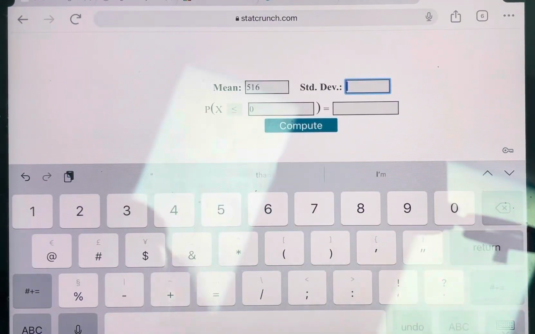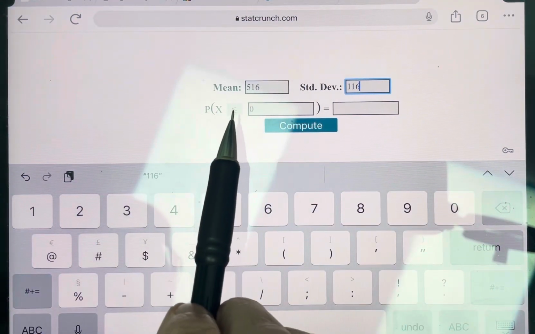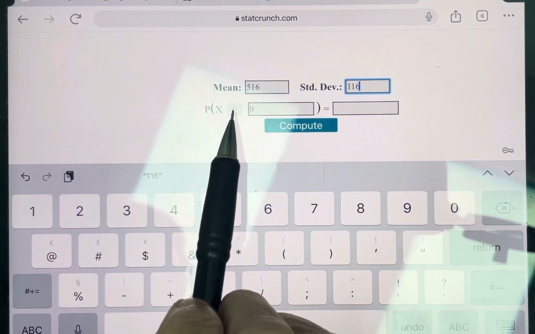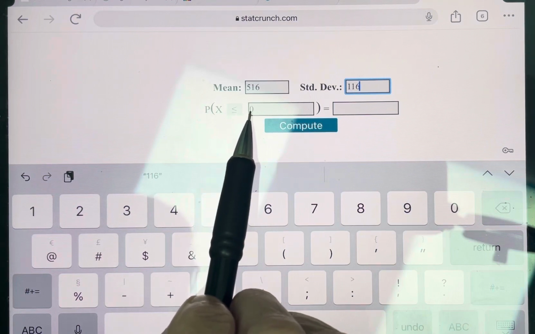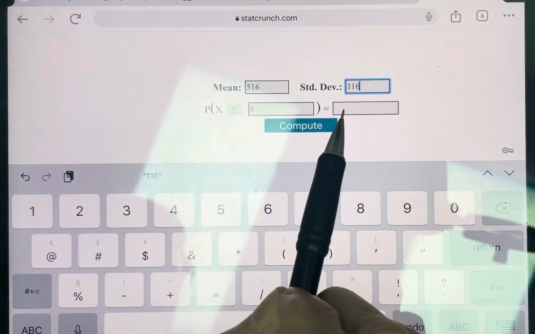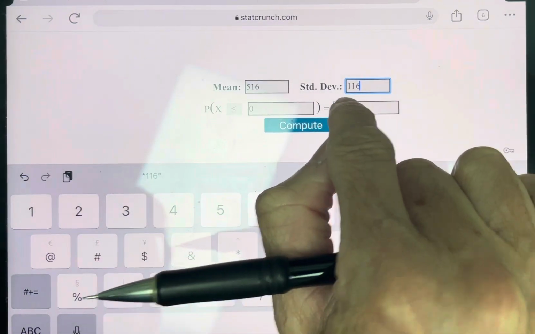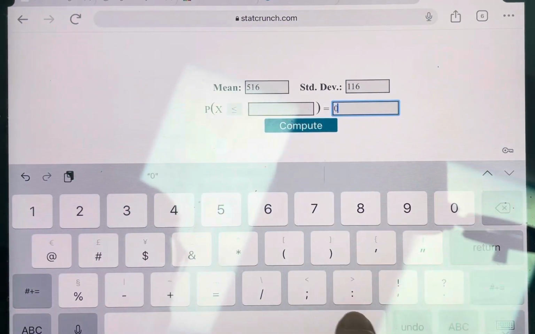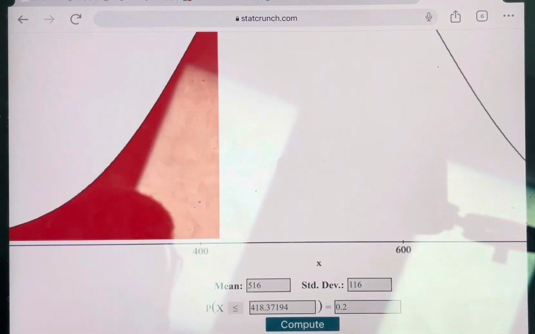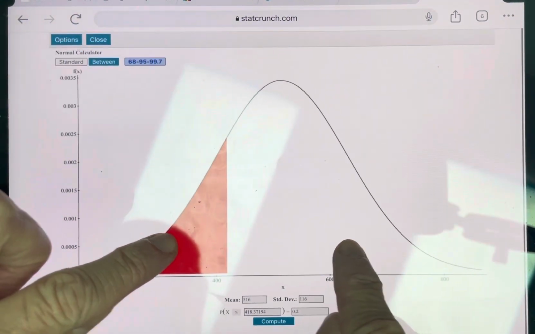Our standard deviation is 116. We want to know percentile, so we want to leave this symbol because we want to know the percentile below, and that's the less than symbol. We don't know what that number is, but we do know the area is 0.2. So we're going to put 0.2 into here and press compute. And there we have it.